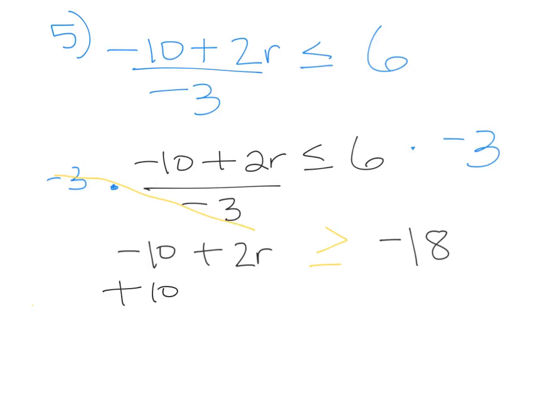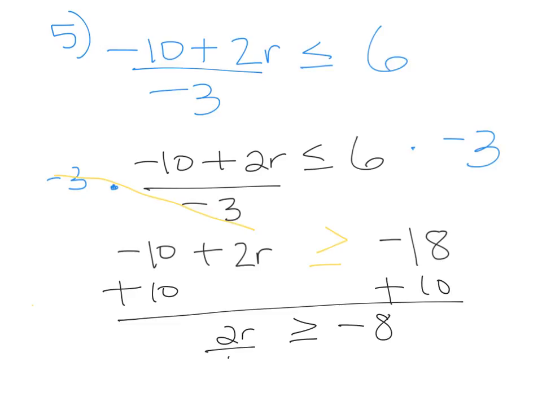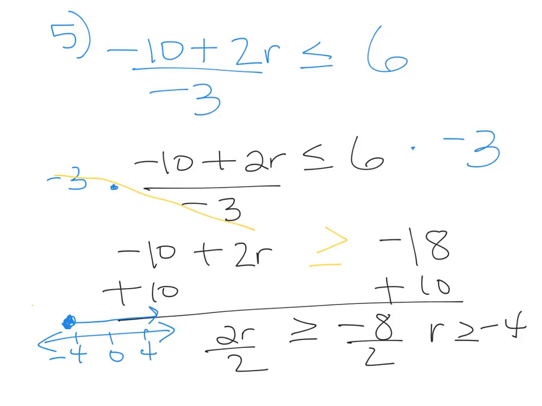Okay, now I'm going to add 10 to both sides, and you get 2r is greater than or equal to -8. Divide both sides by 2. Now I do not flip the sign because it wasn't a negative, so my answer is r is greater than or equal to -4. When I graph it, you put a closed circle on -4 and you shade to the right.